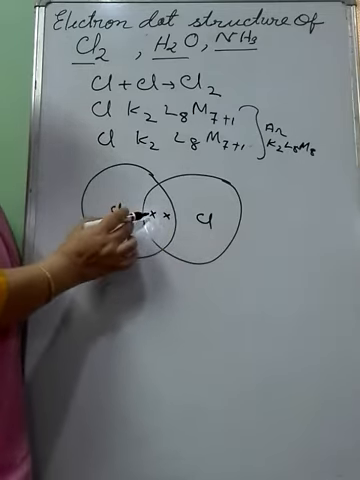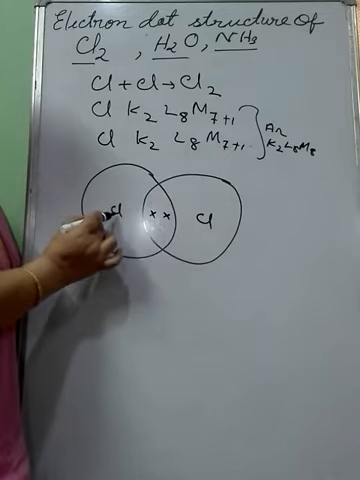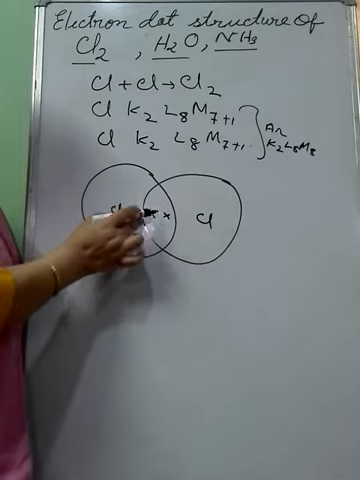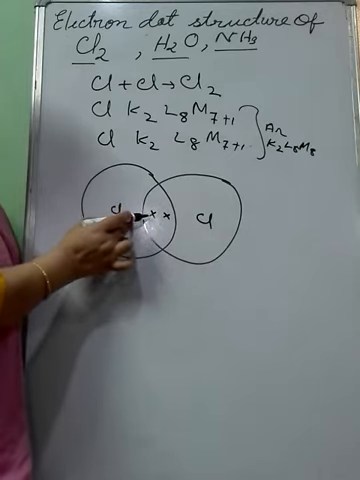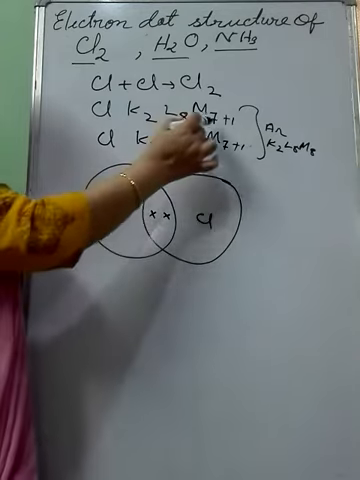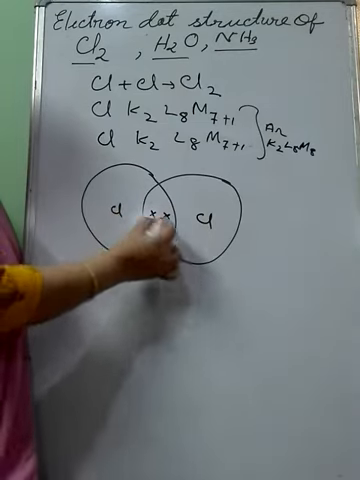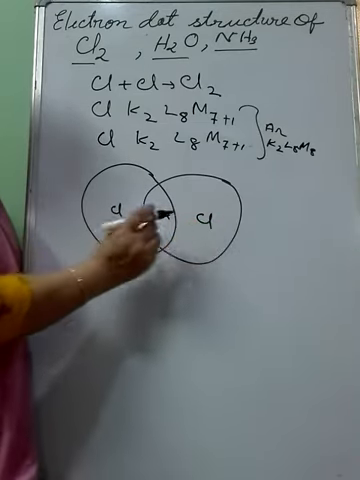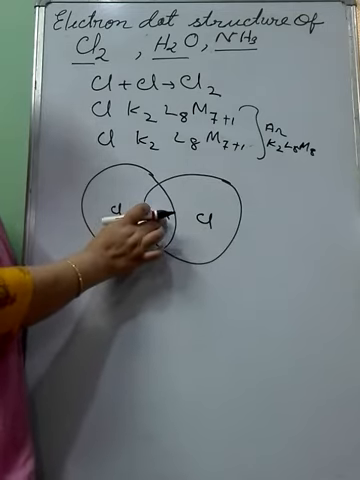So that means this electron belongs to this chlorine, and in this pair of electrons, this electron is contributed by this chlorine from the outermost 7 electrons, and this electron is the contribution of this chlorine from the outermost 7 electrons. So one pair of electrons is shared here.